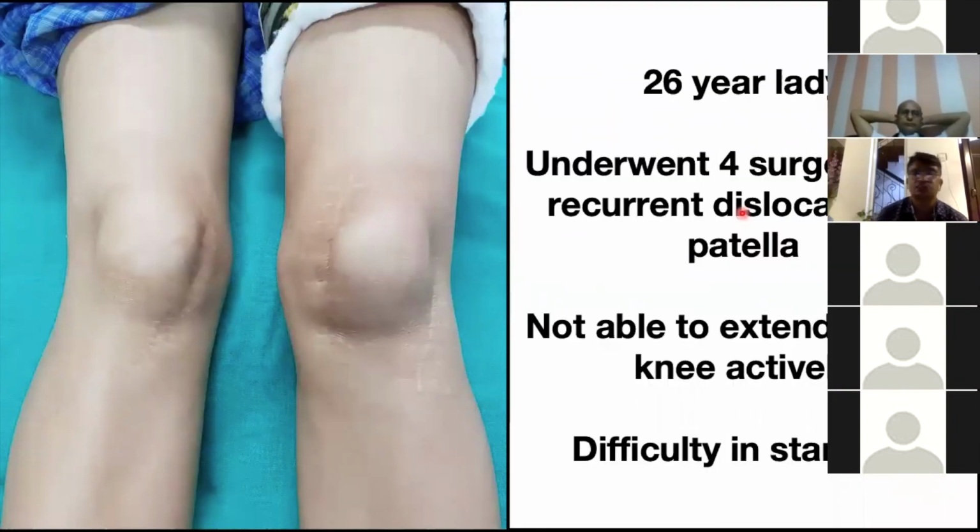My last case, which was probably the latest very difficult case we did about 12 months ago. This was a very young 26-year-old lady, and you can see scars all over her knee, 2 on this side, 2 on this side. So she underwent 4 surgeries earlier to maintain this patella in its location. And she was not able to extend her left knee actively, and it was very difficult for her to stand from a sitting position because the patella was always going out and the extension mechanism was not functioning.